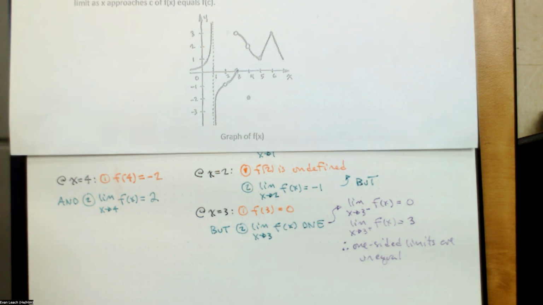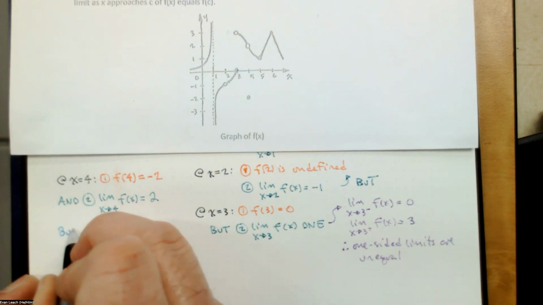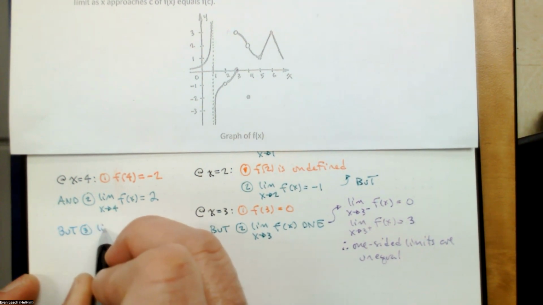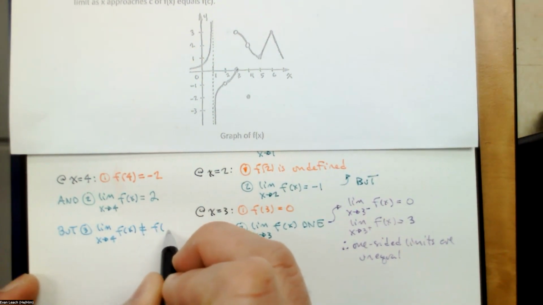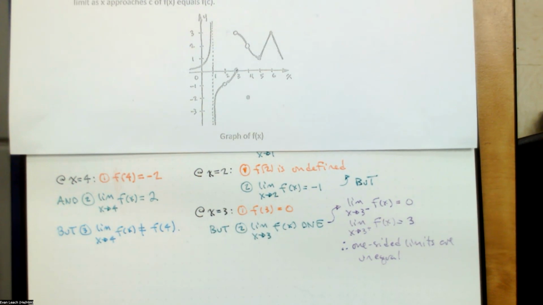But what's wrong? As you stated earlier, the value of the limit is not the value of the function. Any questions? How's everybody okay?